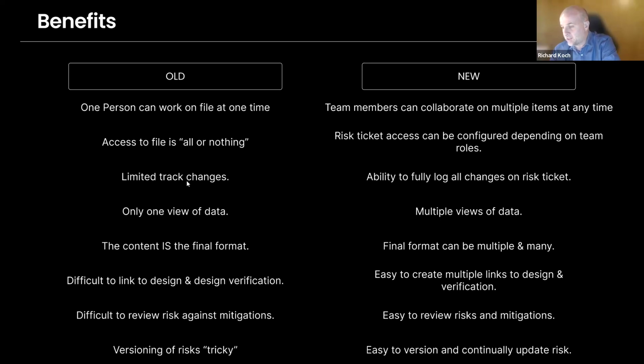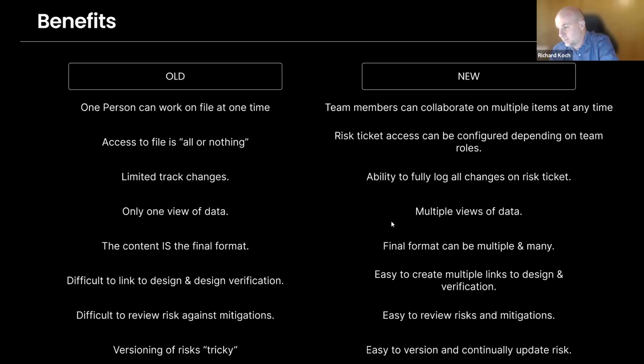Excel has limited track changes. You do have some level of track changes, but you get different versions of the file passed around, and you lose it. Whereas with just native Jira or plugins, you can actually fully log what happens in any one ticket. In Excel, you only get one view of the data. Okay, you can do pivots, so maybe it's a bit more than one. Whereas with the ticketing-based systems, the ticket is just like a row in your database. You can use Jira, Confluence, other tools to actually spin up multiple reports of the same underlying data.